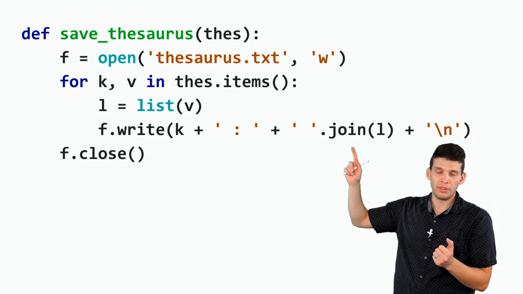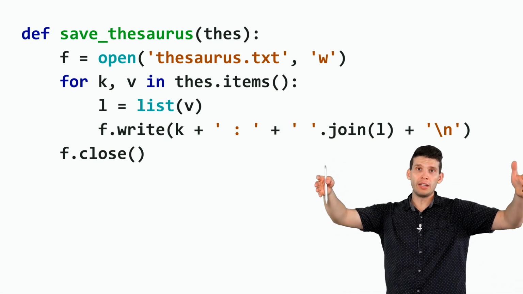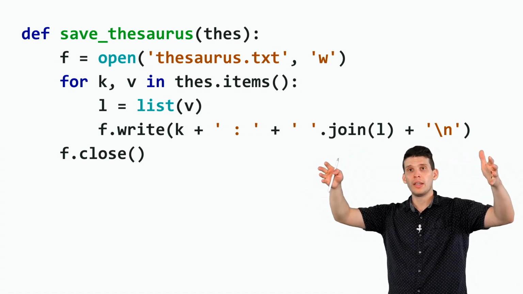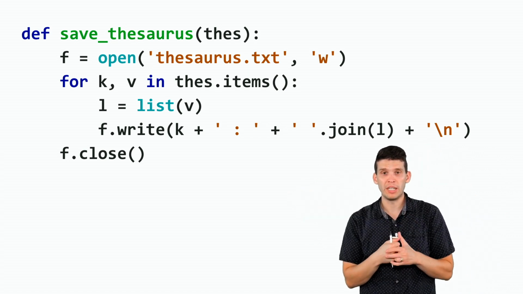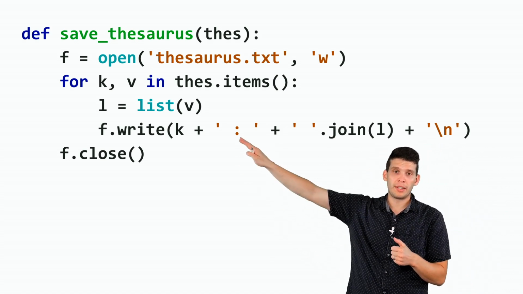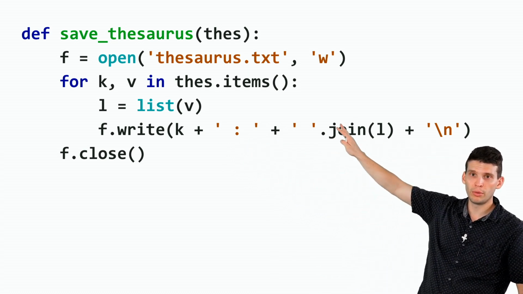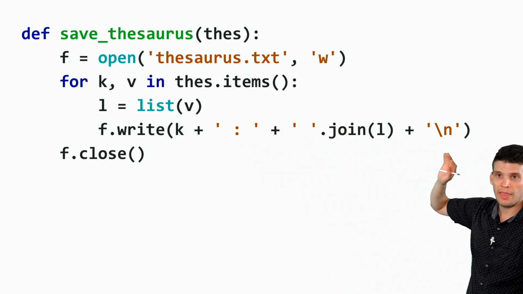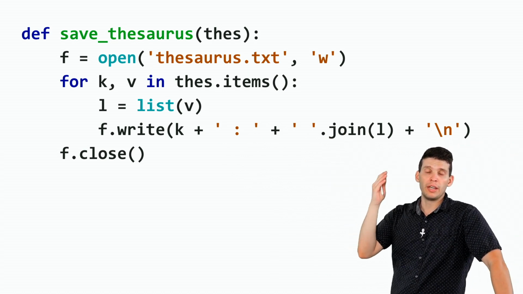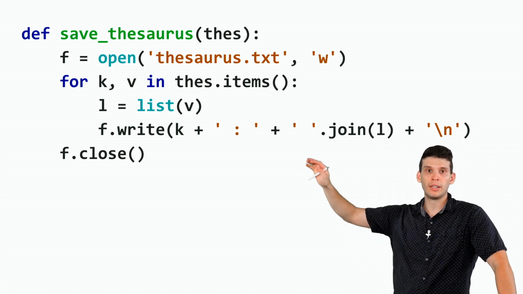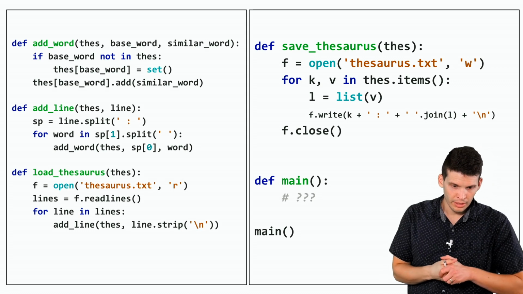That way we can use the join function, which makes it easier to get the words that are in that sequence. Once we convert it to a list, we can consider it a sequence and put spaces between each one. So we write the base word, the space colon space, the similar words separated by spaces, and then a new line at the end. After we've gone through and done that for every key value pair in the dictionary, we close the file.